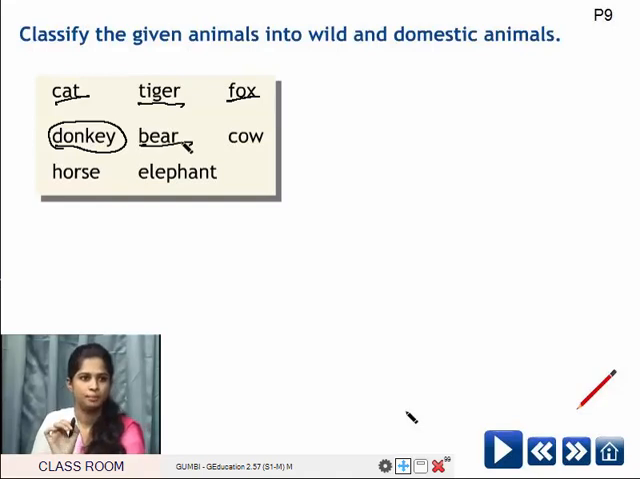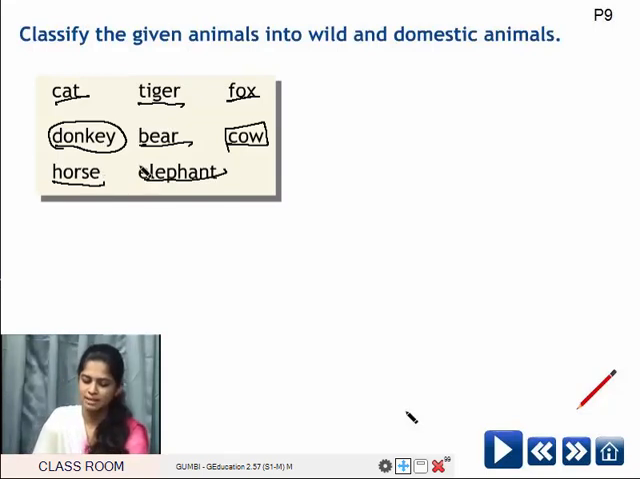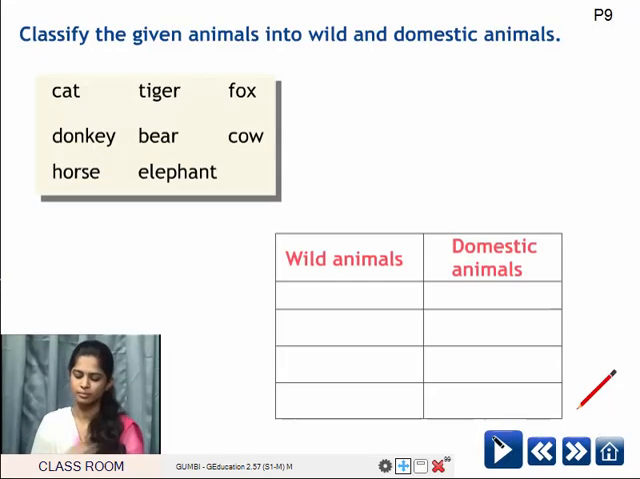D-O-N-K-E-Y, donkey. What is this? Bear. Now, what is this animal, students? Read it. You must be louder. Cow. What is this? Horse. And what about this last animal? Yes, elephant. Here I have given the animal's name, but they are mixed. Both domestic as well as wild animals are here.